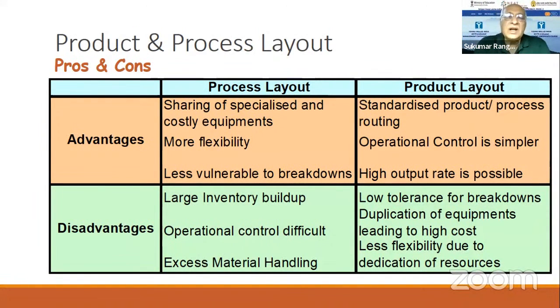In a process layout, operational controls are difficult because each operation has to be controlled by specialist people. There is excess material handling, and many people are waiting if it's a service. Material from different parts of the process has to come to that facility and then go back to the next process. In a product layout, there is a low tolerance for breakdowns because, as I said, if one machine breaks down, the entire line comes to a halt.